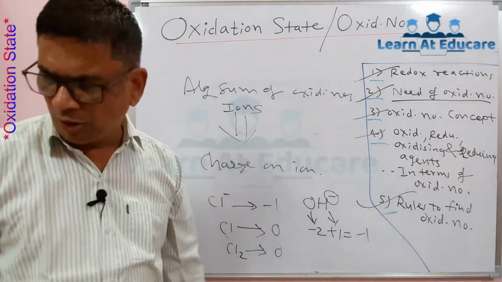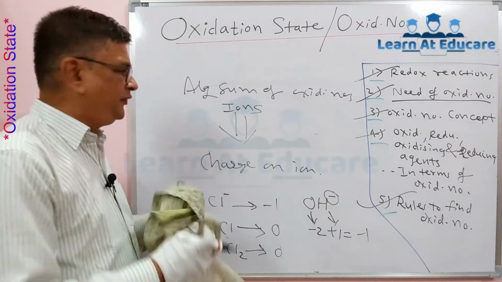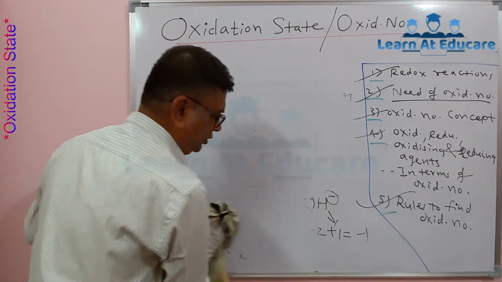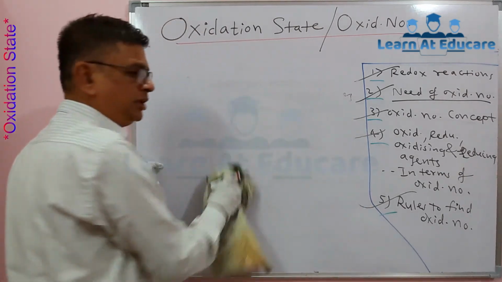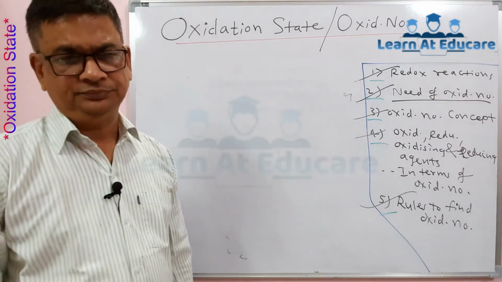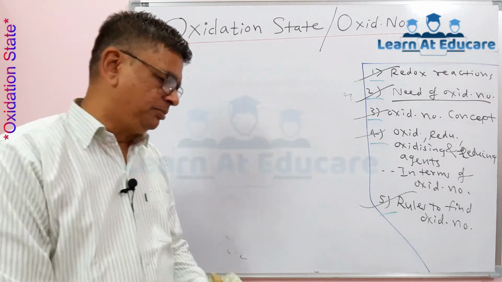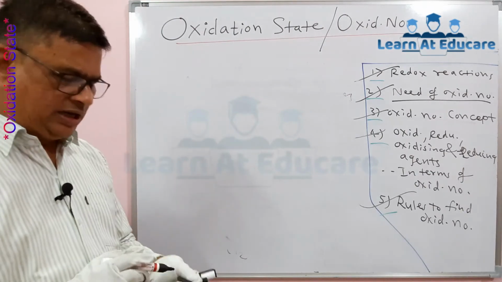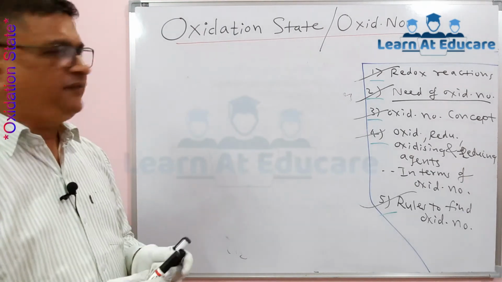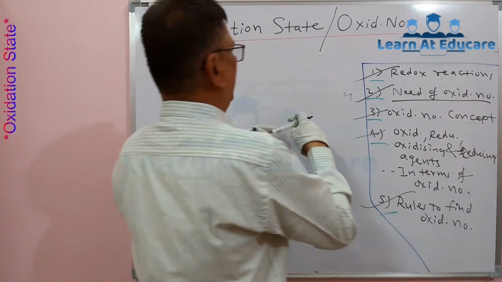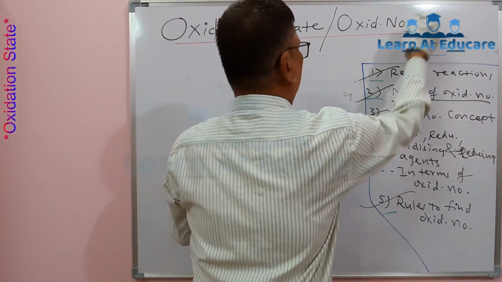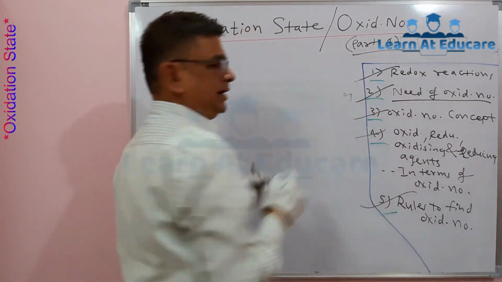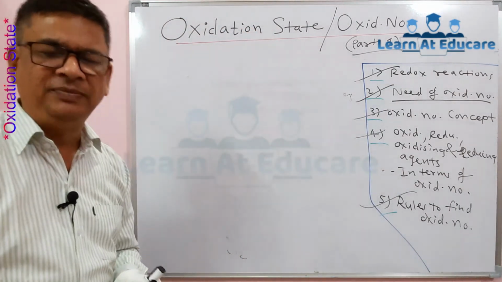So this is a very important rule. The algebraic sum of oxidation numbers in a compound or molecule of a compound is 0, but the algebraic sum of oxidation numbers in an ion is equal to the charge on the ion. So this is the brief information about the oxidation state or oxidation number. This is our part 1 video. In part 2 video, we will see how to find the actual oxidation number with some examples.